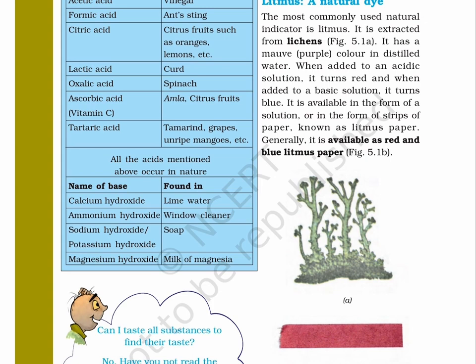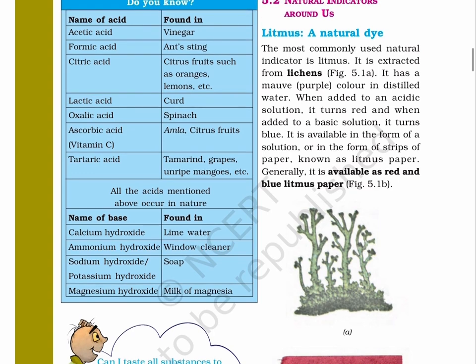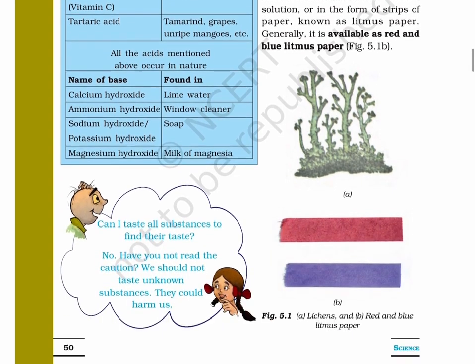Row 4. Lactic acid is found in curd. Row 5. Oxalic acid is found in spinach. Row 6. Ascorbic acid or vitamin C is found in amla and citrus fruits. Row 7. Tartaric acid. This is found in tamarind, grapes, unripe mangoes, etc. All the acids mentioned here occur in nature.